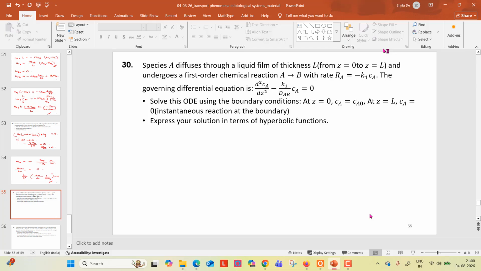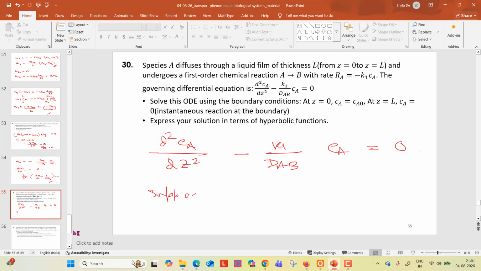So the reaction is defined as this: DAB d2Ca dZ2 minus K1 Ca equals 0. You can see that mostly in these problems, whatever proof is there, it is basically algebra, basically the mathematics, right? So now suppose root of K1 by DAB equals x. Okay.